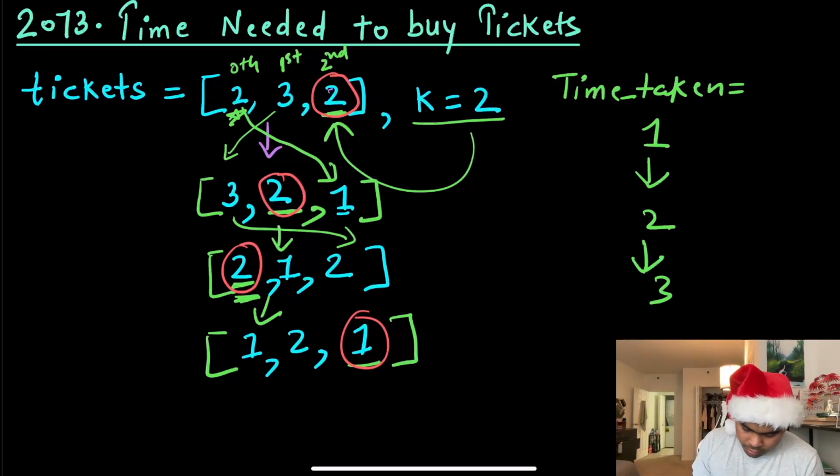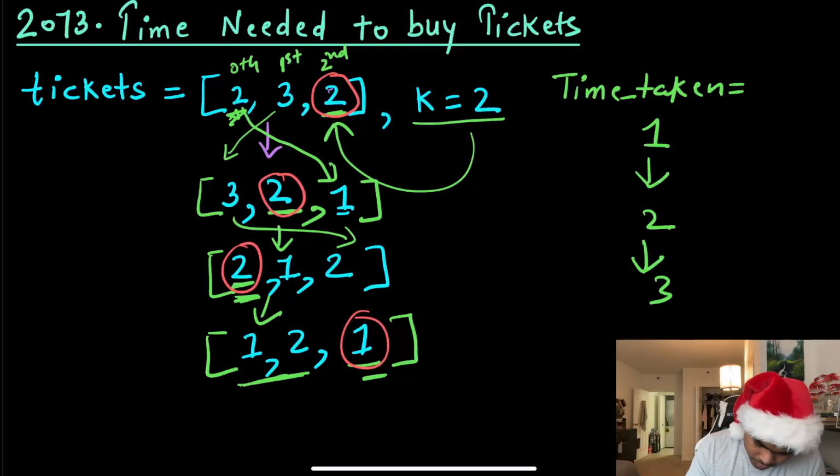Now tell me, in order for this guy to come to the front, these two will again have to buy their own ticket and go back. So what will happen is I will move this thing right here.